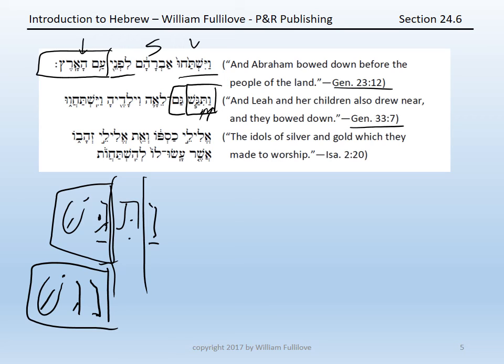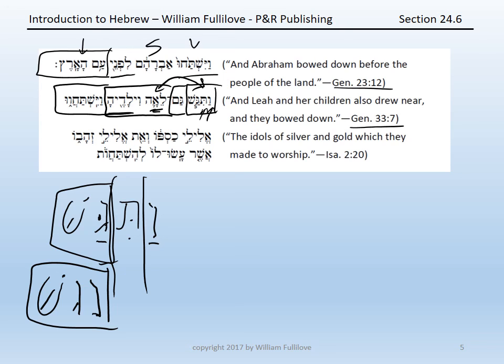Also, gam, Leah and her children. Now note it's a third feminine singular verb, but you have a compound subject of Leah, third feminine singular, and her children, which is a plural noun. The verb agrees with Leah because the emphasis is on her, and the children are a secondary piece of the discussion. And then, vayishtahavu, hishtafel narrative, and the narrative now is in the plural, and they bowed down. So the emphasis is now that all of them bowed down.